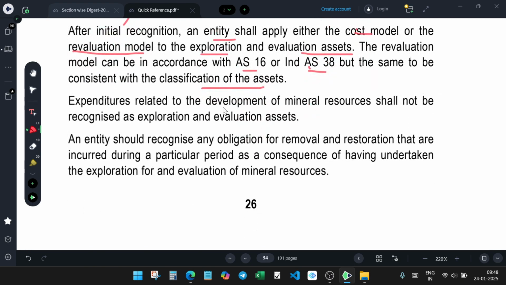The expenditure related to the development of mineral resources shall not be recognized as exploration and evaluation assets.